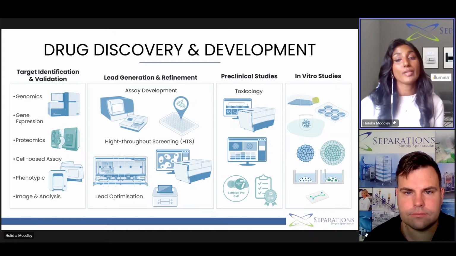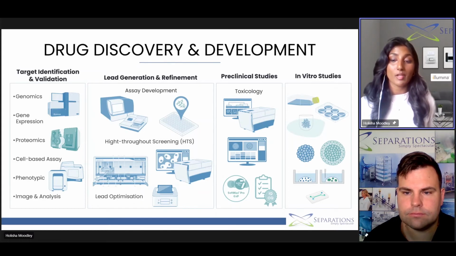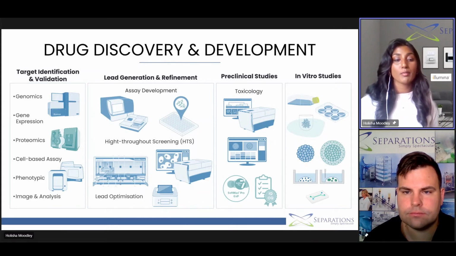We then move on to preclinical studies after lead generation and refinement. This is where we start to look at toxicology profiles of new drug candidates, prior to administration in animals or in humans, and also to further extend what is known on the profiles of existing drugs. The ultimate goal of preclinical studies is to accurately model the biological effect of a drug and predict the treatment efficacy and safety of the drug.